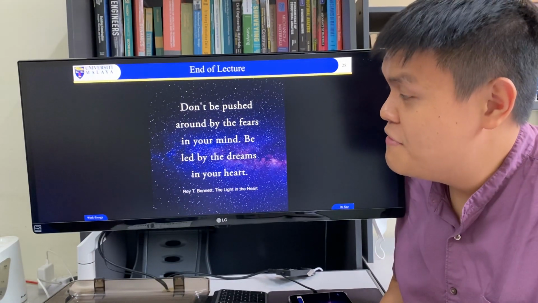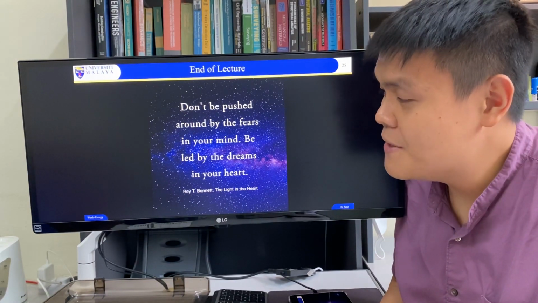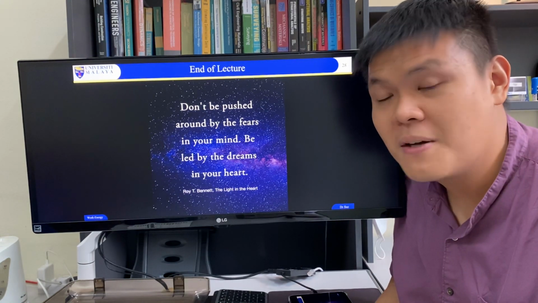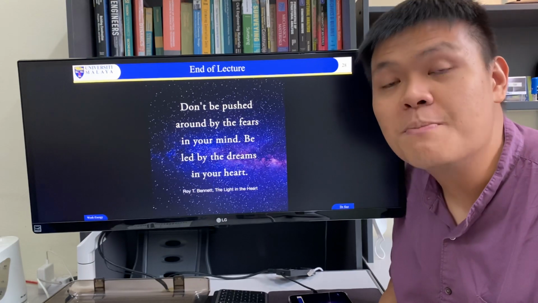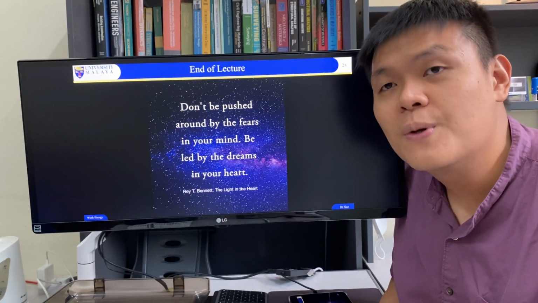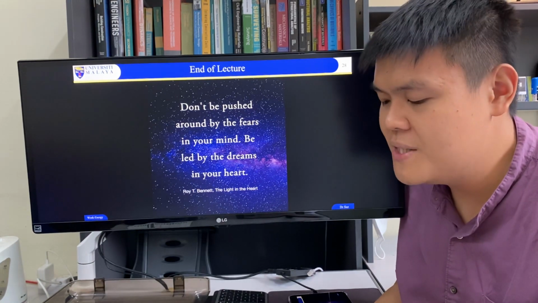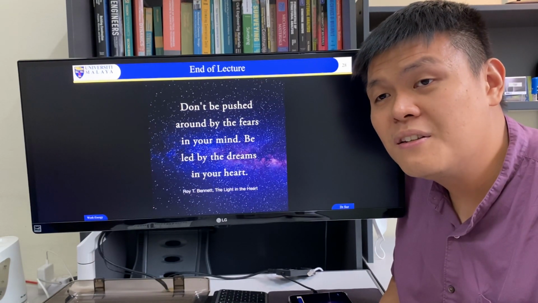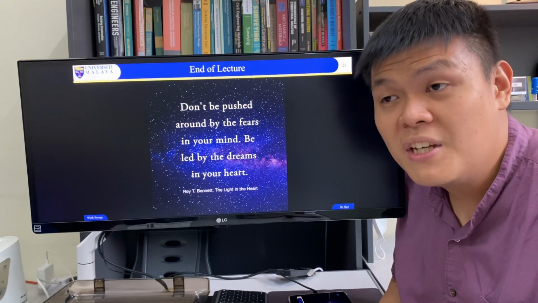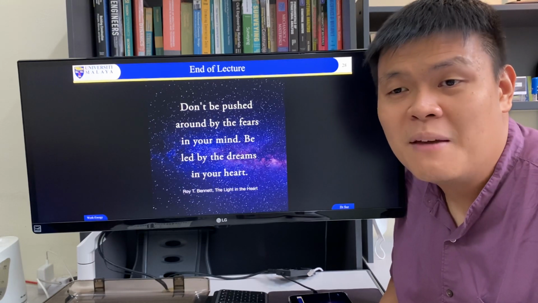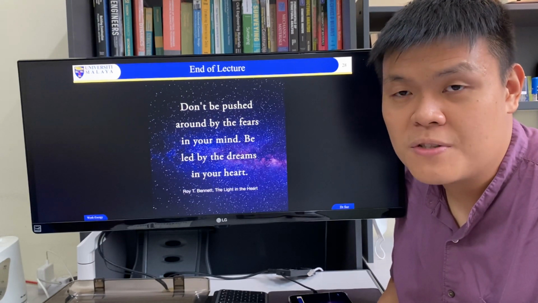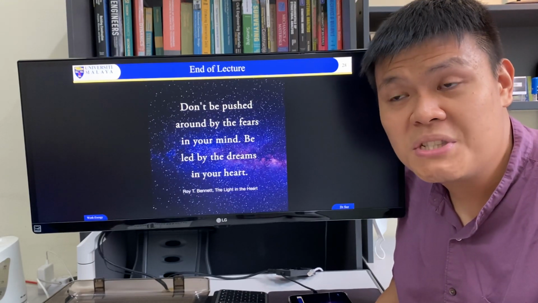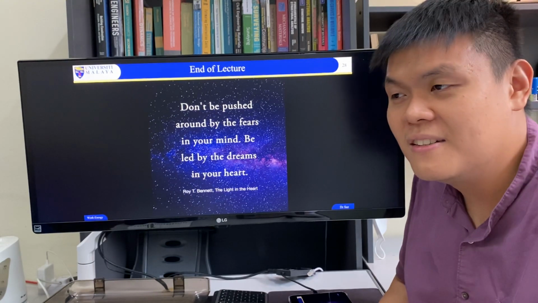Don't be pushed around by fears in your mind. Be led by the dreams in your heart. So it's nice to have some dreams or some aspirations, okay? So always aim high. If you don't miss, sometimes you're still high, okay? And if you aim low, you'll hit a lot, but you'll be aiming low all the time. You'll be getting low shots all the time. So try to aim high, and if you miss, then you'll still be high, right?